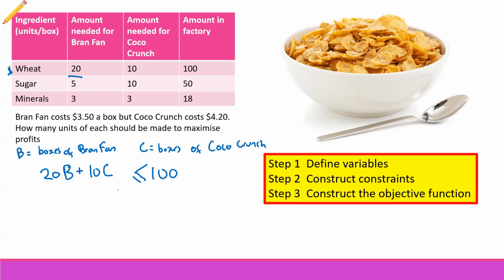I can't have 20 boxes of Cocoa Crunch because that would need 200 units of wheat. I can't have 20 boxes of bran because 20 times 20 would be 400, and then we'd need 400 parts of wheat. I can't even have 5 boxes of bran and 5 boxes of Cocoa Crunch, because that would exceed it too. I can't even have 4 boxes of bran and 4 boxes of Cocoa Crunch, because that would exceed it. That is how you do the calculations for wheat.